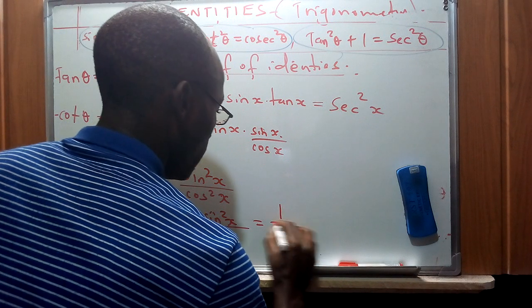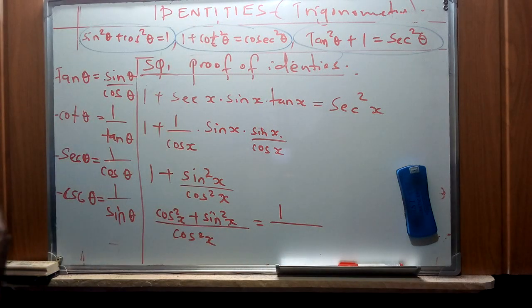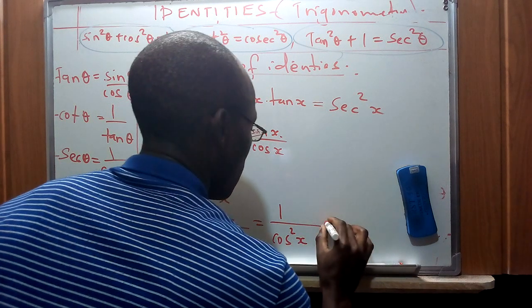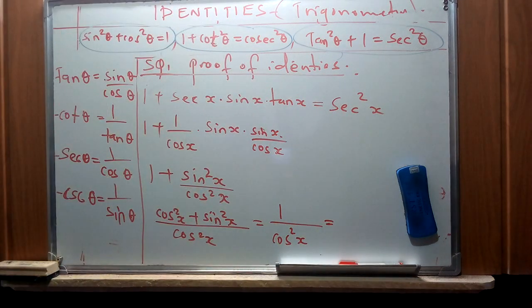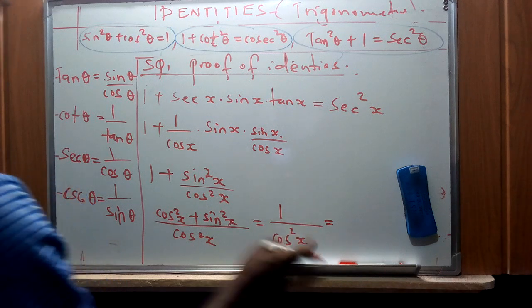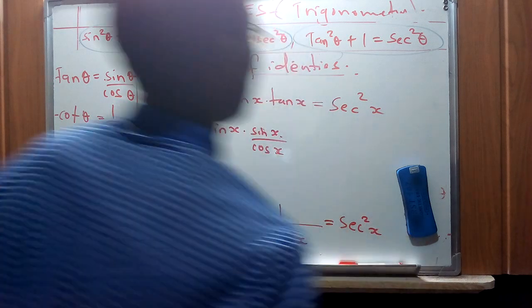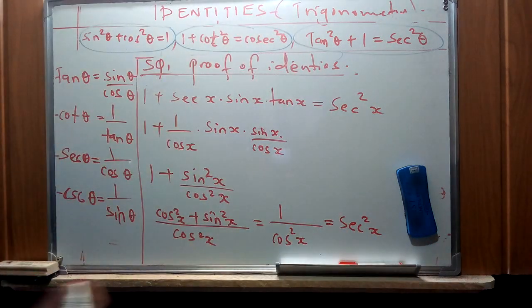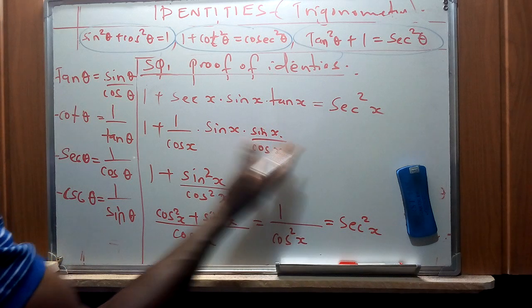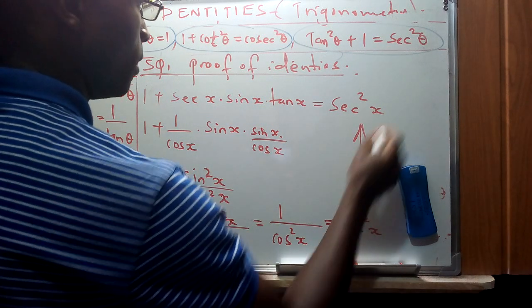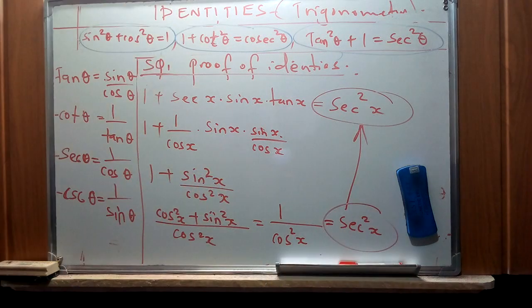1. The sum of these two is going to give us 1 over cosine squared x. Of course, the inverse of cosine is sec, so it's going to give us sec squared x. We were requested to define whether the expression on the left hand side is equivalent to the expression on the right hand side, which of course is the case. That process is what we call the proof of identities.